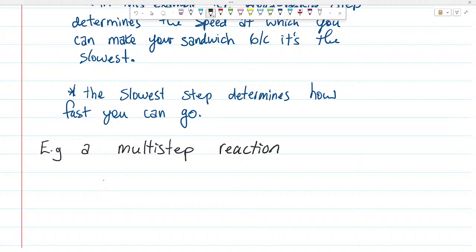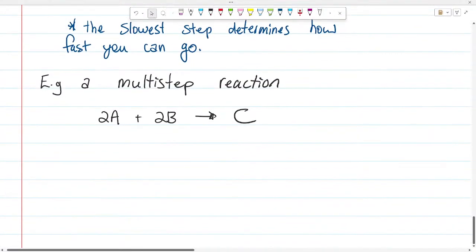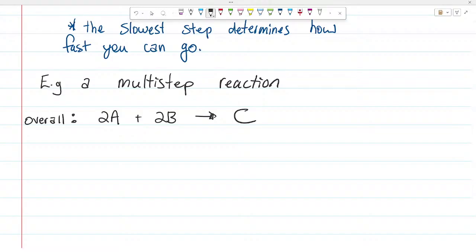And in this one, we're going to say 2A plus 2B yields something C. Okay? That is the overall reaction. But actually, this happens in 3 steps. Step 1 would be A plus A gives us A2. That's our first step, okay? Does that make sense? So you can imagine that the first thing that actually has to happen in this reaction is the 2 A's have to bump into each other.